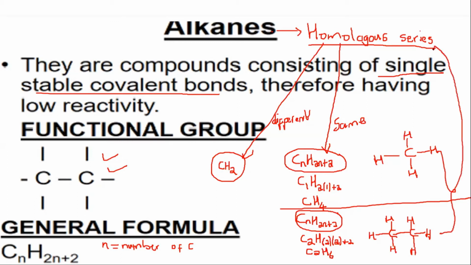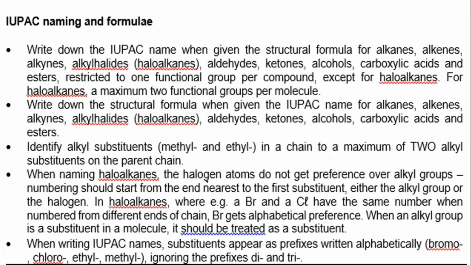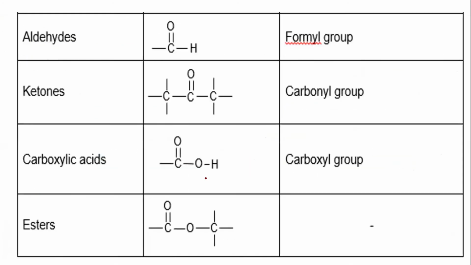Why do they belong to the same homologous series? Because they are described by the same general formula, but they differ from each other. They differ from the next by a CH2 group. And that is essentially what the definition of homologous series means. And there it is.